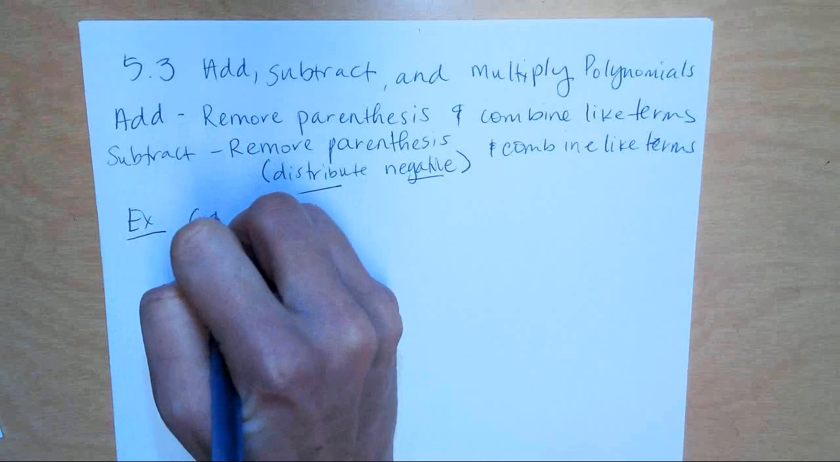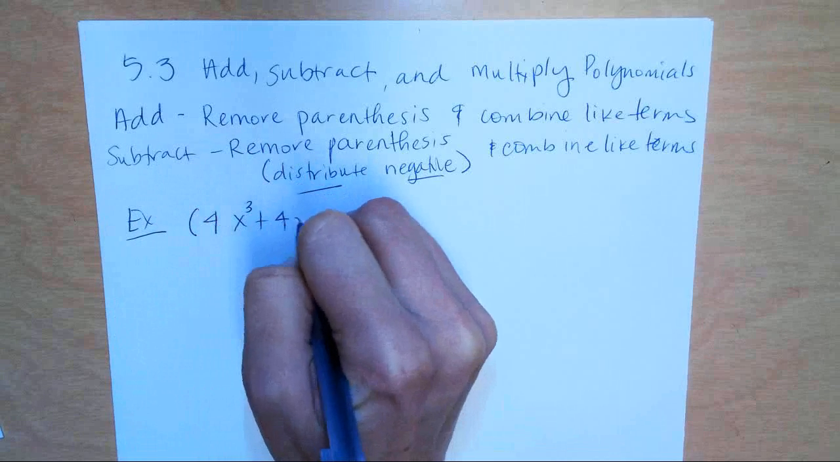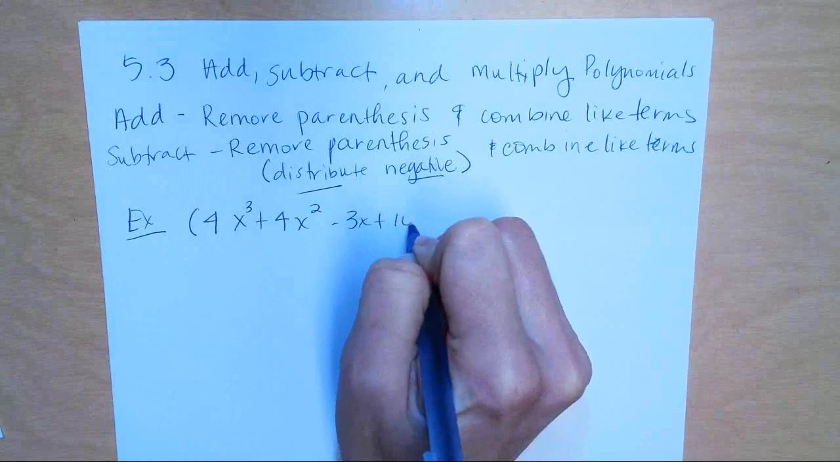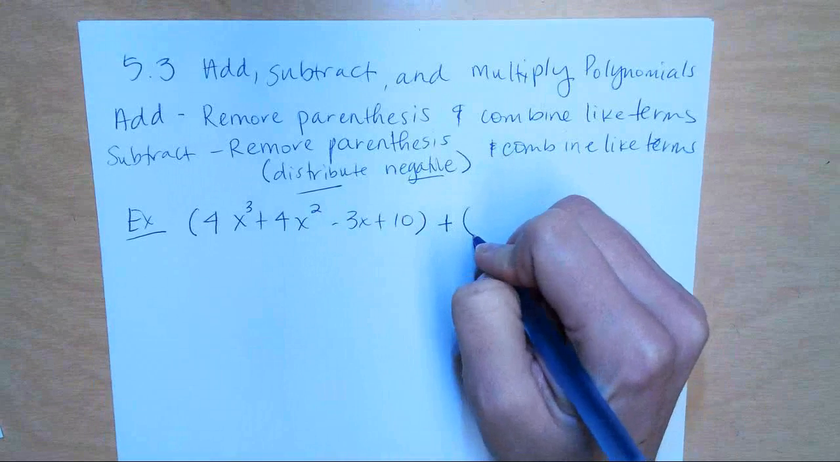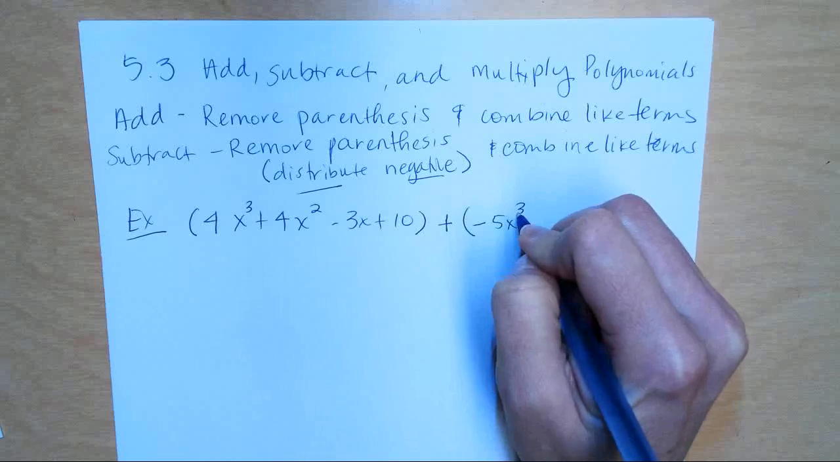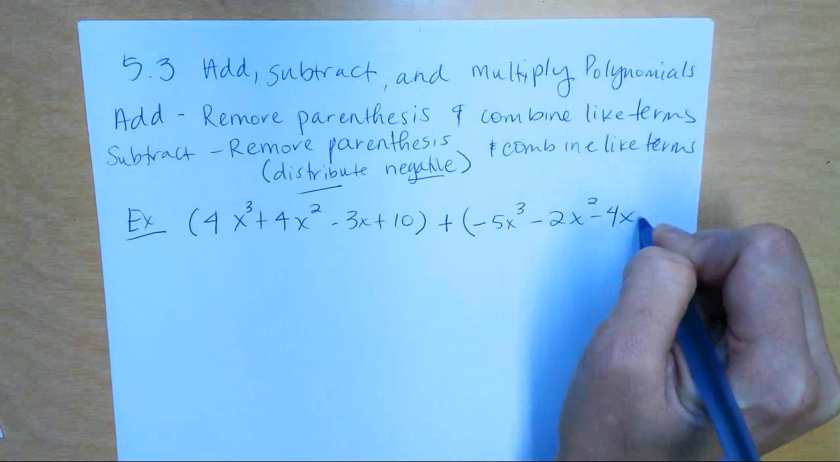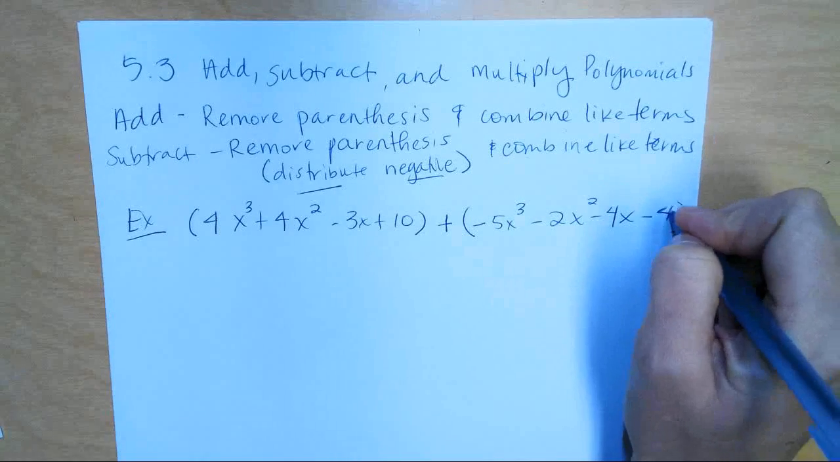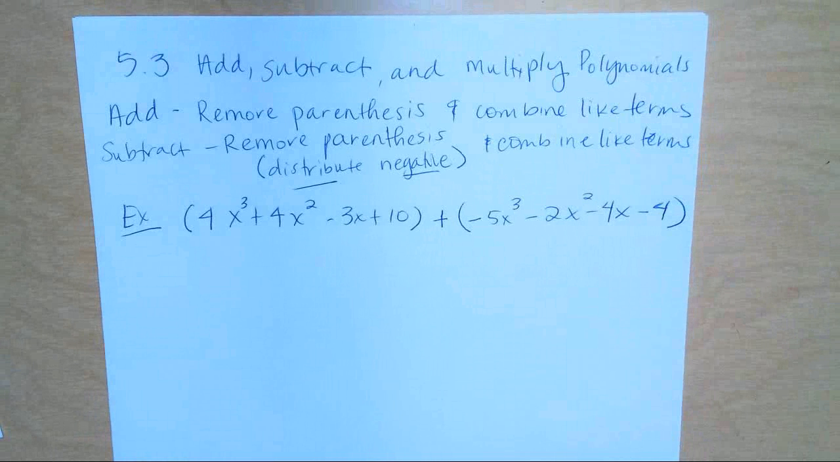So let's look at an example. 4x cubed plus 4x squared minus 3x plus 10. There's a polynomial. We're going to add to another one. Negative 5x cubed minus 2x squared minus 4x minus 4. So we have our two polynomials, and we're going to add them. Okay, so it says remove the parentheses and combine like terms.